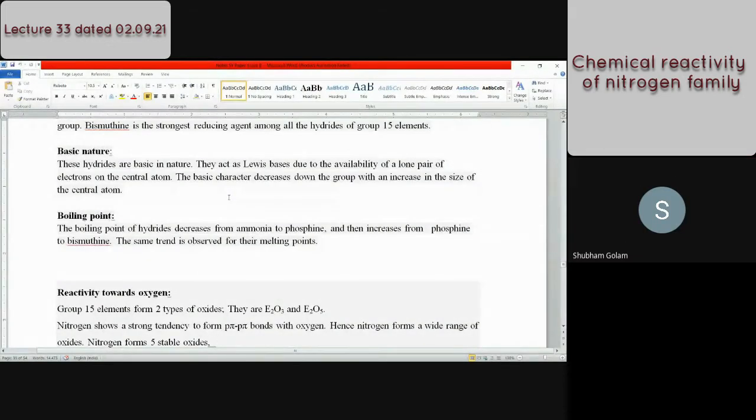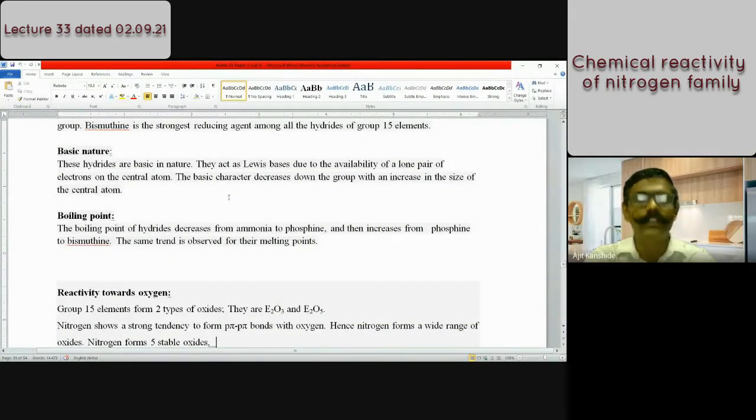Okay, listen carefully. I'm talking about the basic nature. Basic nature is due to the lone pair present on the central atom of these group 15 elements. Nitrogen is the first element and bismuth is the last element. My question is, who can give the lone pair easily, nitrogen from ammonia or bismuth from bismuthine? That's my question, and the answer is there in front of you on the screen.